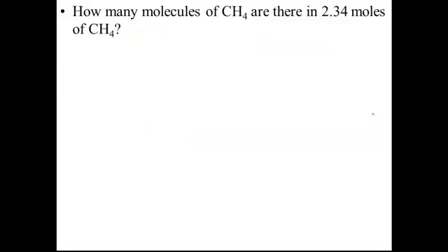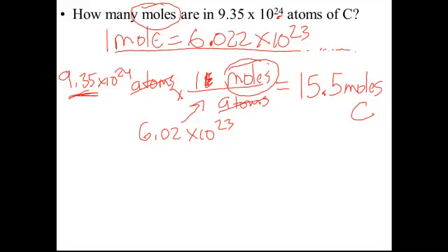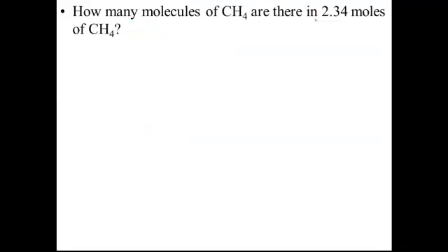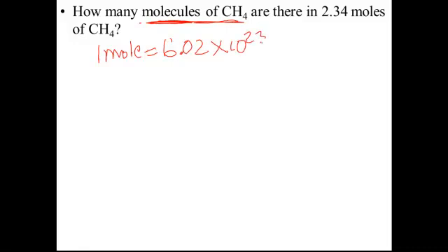Okay, here's another one. So in the previous one, you'll notice that we talked about atoms of carbon. It doesn't have to be atoms. It can be, remember, whatever. So if we have 2.34 moles of CH4, they want to know how many molecules of CH4 we're going to have. So again, our conversion, 1 mole equals 6.02 times 10 to the 23rd. And in this case, they're asking us about molecules. So it's going to be molecules. Just like if it was oranges or roses, you could switch between those two depending on the question.